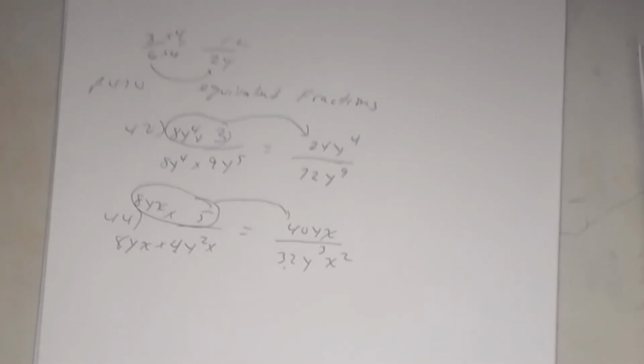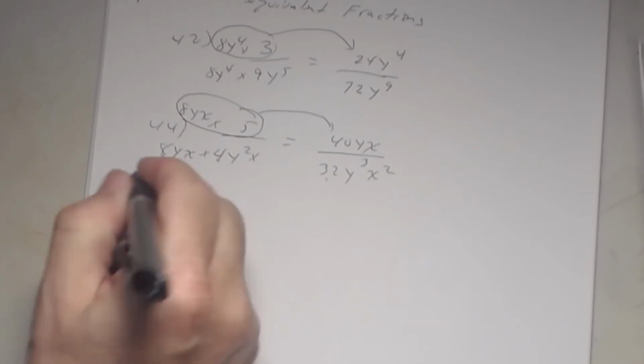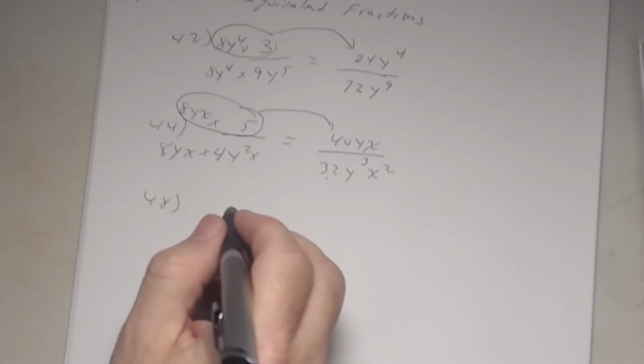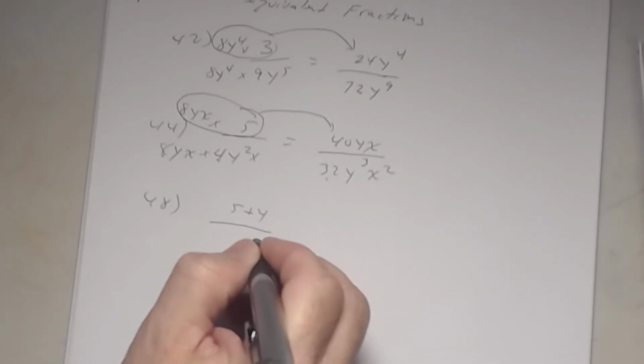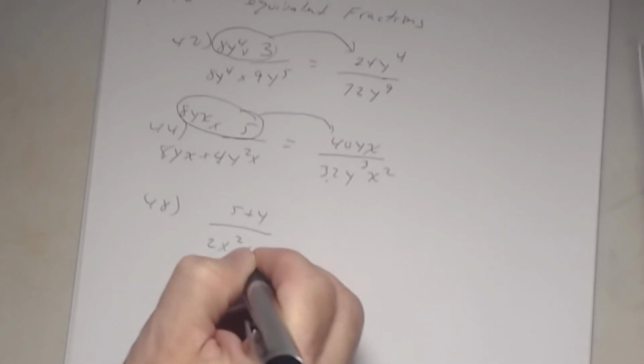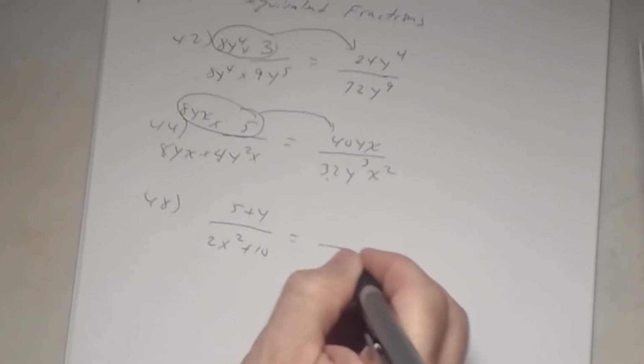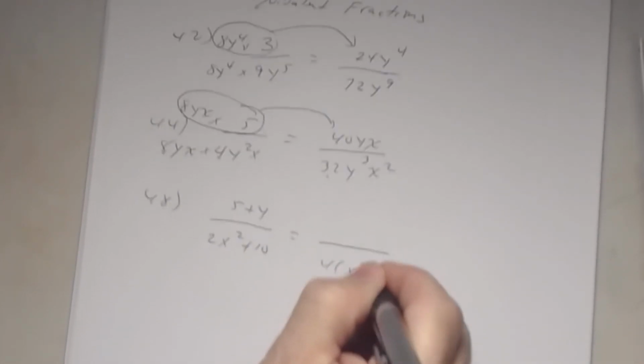48. All right, 48, you have 5 plus y divided by 2x squared plus 10. All right, now you want the denominator to be 4 times x squared plus 5. That's what you want. So you want that to be the denominator. All right, don't say anything yet. Think about, what do you think you may need to do first?